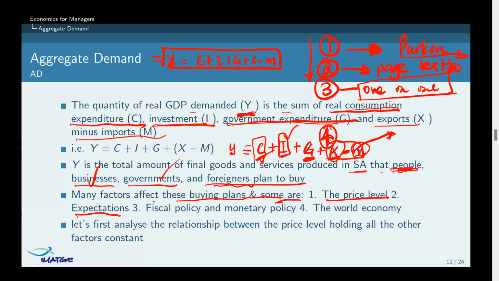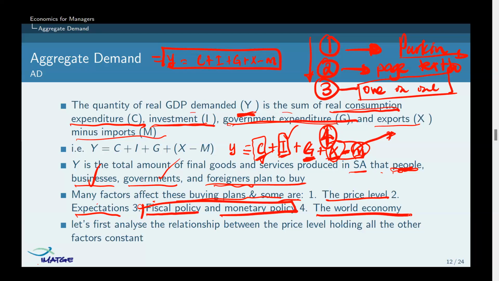Take it from this idea that when there's an announcement of an increase in the fuel price, petrol or diesel, tomorrow, people will fill up more today. Those are expectations, because they expect the price to increase tomorrow, so they'll buy more today. So we also have fiscal policy and monetary policy. We'll touch on this as well if time allows.